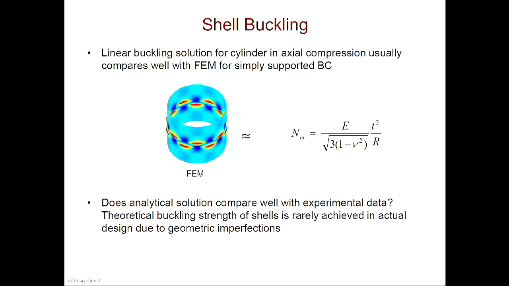But the question becomes, unlike the beam, for example, can the analytical solution compare well with experimental data? Will this solution that I get from here match what I will get from an experiment? And the answer is no. It's not going to match. It's surprising to a lot of people because it'd be nice if it matched, but it doesn't, okay? And the thing is that we can rarely get to this number. In the theoretical case, for a perfect cylinder, this is what you would have gotten.